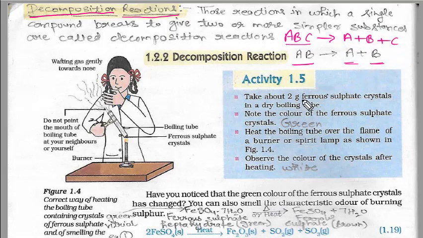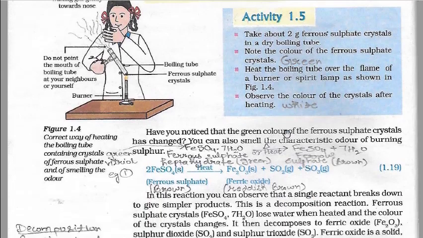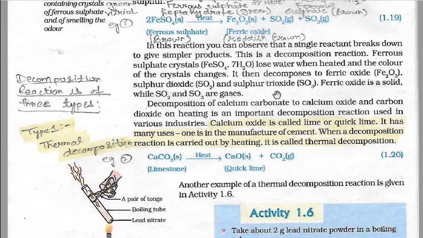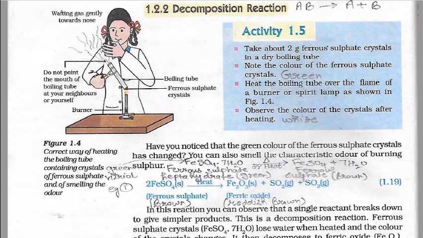So the decomposition reactions are again of three types. We will study about them one by one. The first type, type 1, is thermal decomposition. We will study this first type by activity 1.5. So let's read the activity.